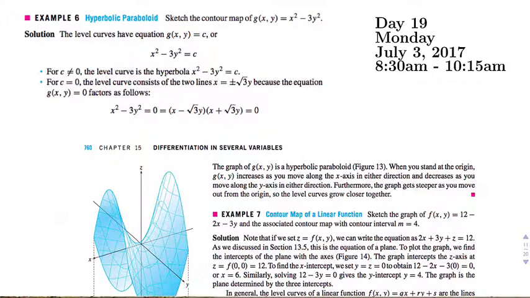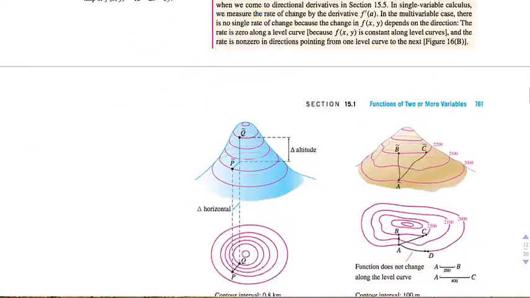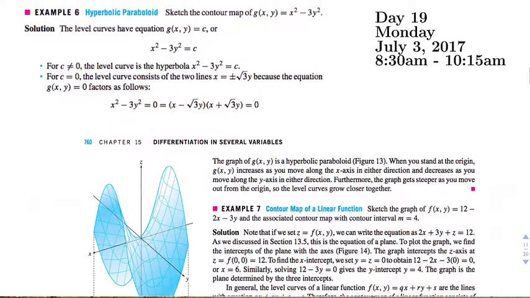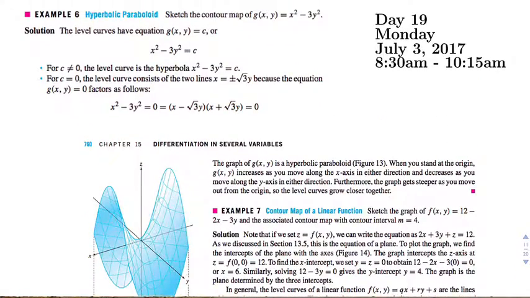So continuing with where we left off from last class, this lecture 19 is Monday, July 3rd, 2017, 8:30 a.m. to 10:15. So let's see, we're looking at example 6. It says sketch the contour map of this function g of x, y equal to x squared minus 3y squared. Now, we didn't do this last time? Okay. So it asks us to sketch the contour map.